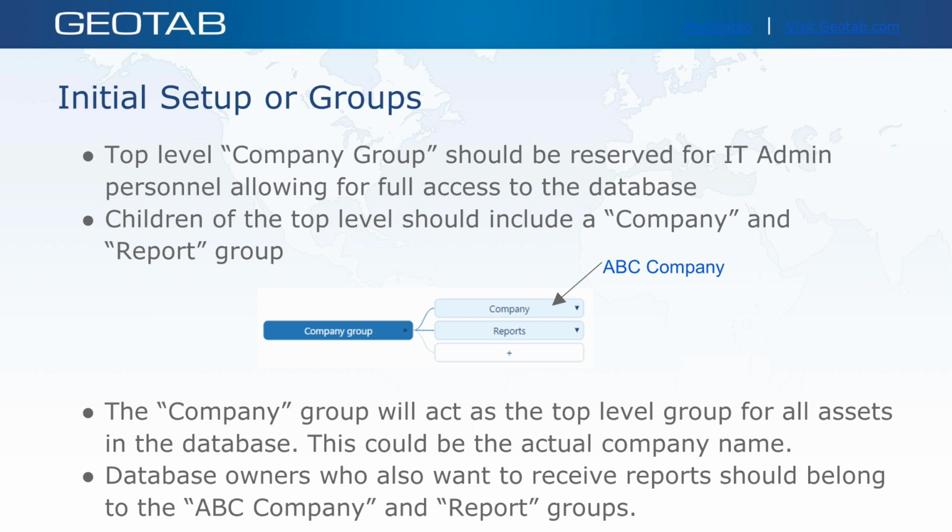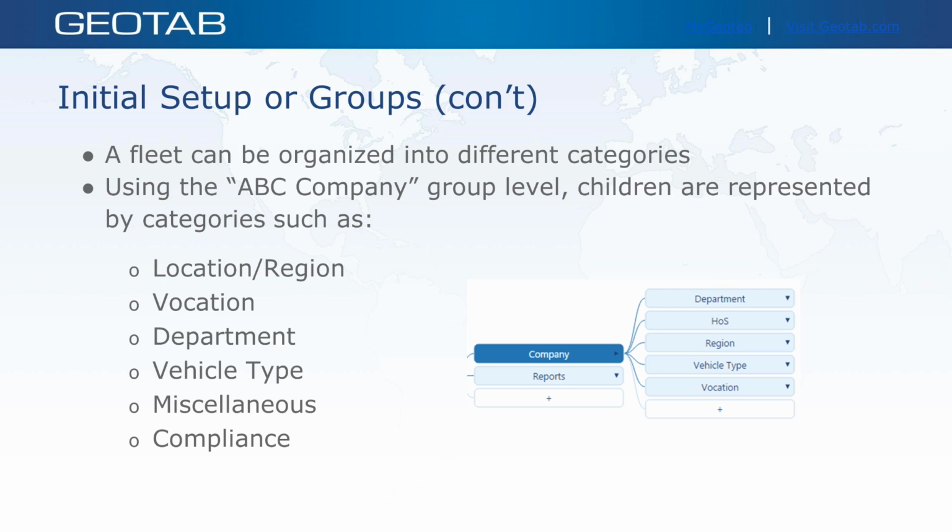So a fleet can be organized into different categories, if you will. So we use the ABC company group level, and the children are represented by categories such as what we see here: location or region, vocation, department, vehicle type, and so on. So the report group should also be made to represent those various departments or users.